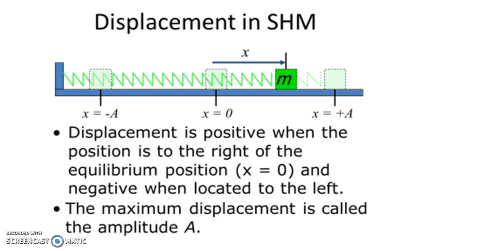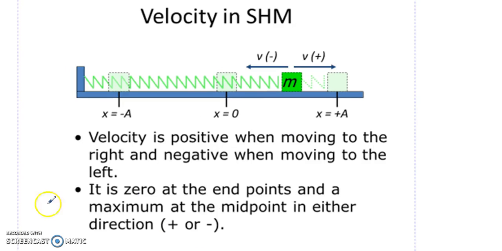Displacement in simple harmonic motion is positive when at positions to the right of the equilibrium position and negative when located to the left. Maximum displacement is called the amplitude. Velocity in simple harmonic motion is positive when moving to the right and negative when moving to the left. It is 0 at the endpoints and a maximum at the midpoint in either direction.